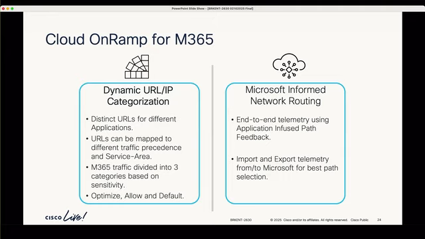So before I get into the benefits or concept of dynamic URL categorization, Microsoft 365, on their end, classify different endpoints into different categories, based on the latency sensitivity of the application endpoint type. And then they periodically keep that information up to date when they add new endpoints or when certain things change in their infrastructure and so on.